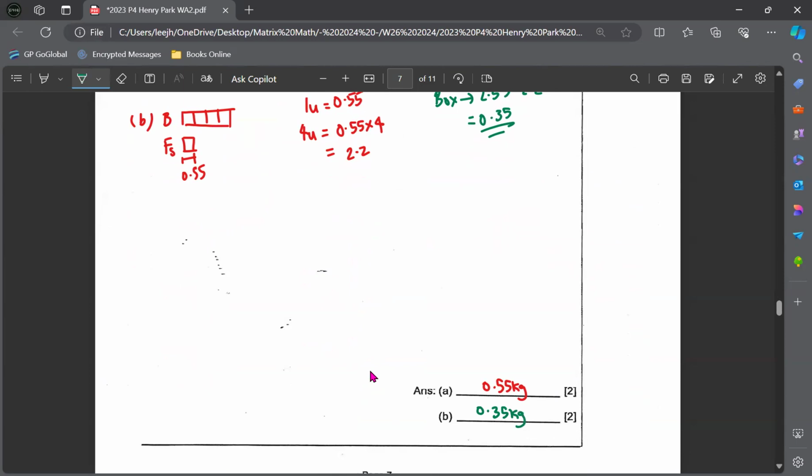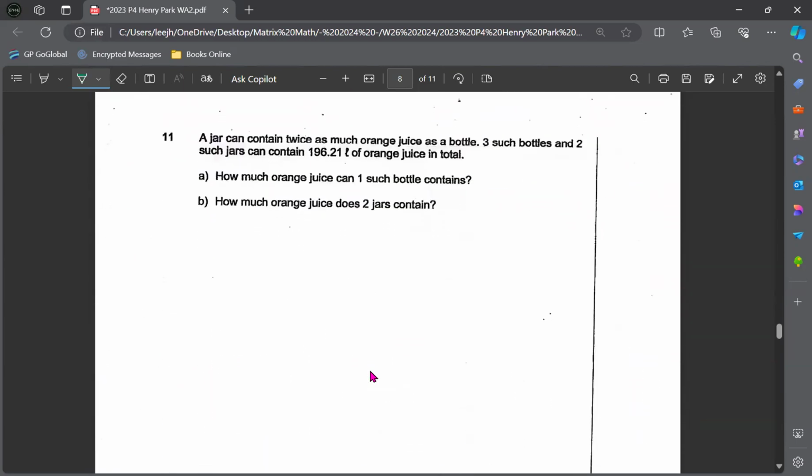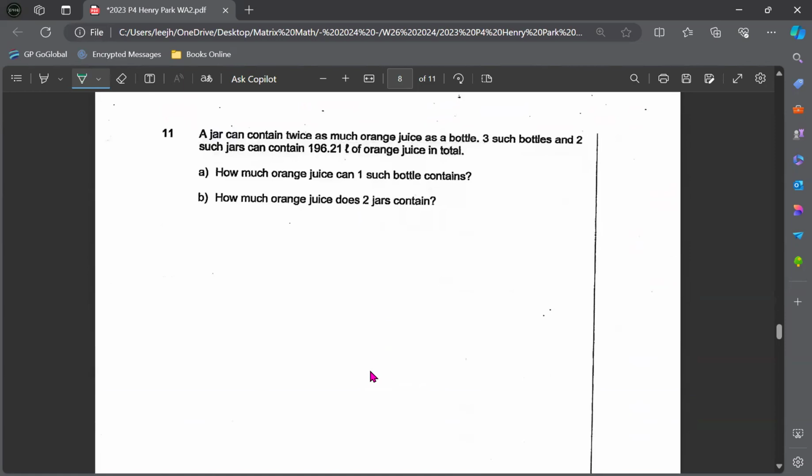Okay? Question 11. A jar contains twice as much orange juice as a bottle. 3 such bottles and 2 such jars can contain 196.21 liters of orange juice in total. A, how much orange juice can one such bottle contain? And B, how much orange juice do two jars contain? So we are going to draw this stacking model.